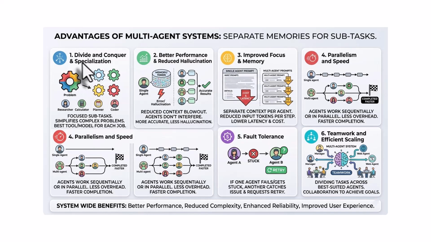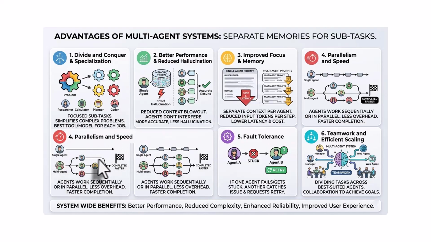So before we implement the code, first let's understand the advantages of multi-agents. Multi-agent structures allow us to separate memories between different subtasks with great benefits. The first one is divide and conquer. That is, each agent is more focused on its core task, so the agent can perform better. Each agent focuses on a specific task or single responsibility, which simplifies complex problems by breaking them into parts.